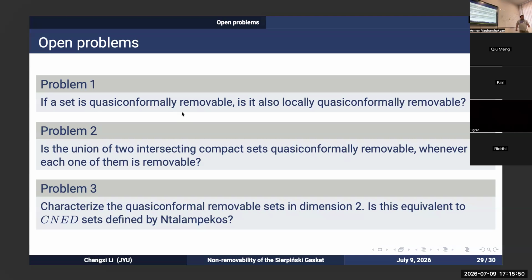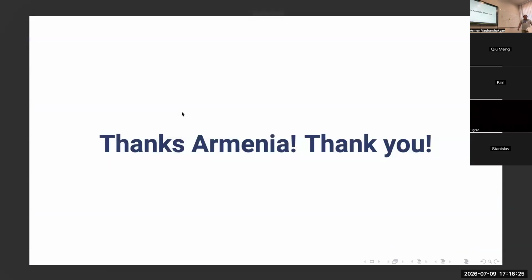Yeah. So one good thing is that this thinking gives a uniform approach to all the known non-removable or removable sets, so it's really good. Yeah, so Ntalampekos conjectured that the CNED sets are, if and only if, the quasi-conformal removable sets, and he has done a great deal of work about this. So this is also open problem 3.